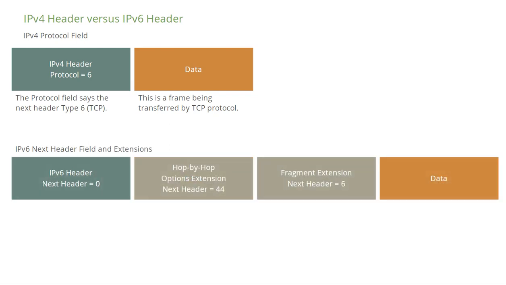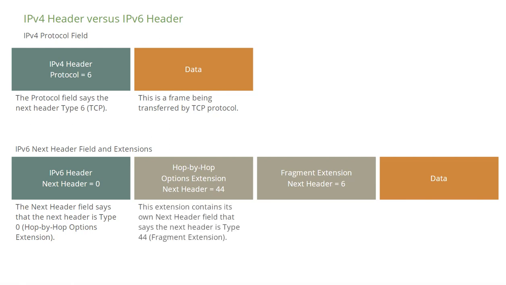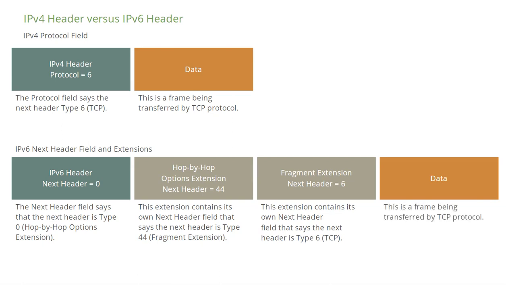IPv6 supports a variety of optional extension headers that extend functionality. In the example shown here, the IPv6 header's next header field says that the next header is type 0, which specifies one of the extension header types defined in IPv6, a hop-by-hop options extension. That extension contains its own next header field that says the next header is type 44, which means it is a fragment extension. That extension also contains its own next header field, and it says the next header is type 6, which means, just as it does in IPv4, that the content is a frame being transferred by TCP protocol.